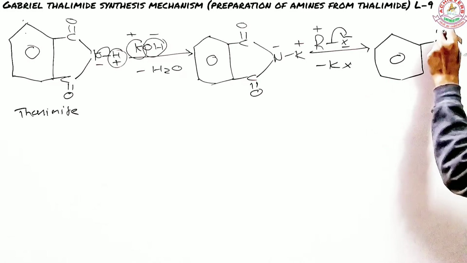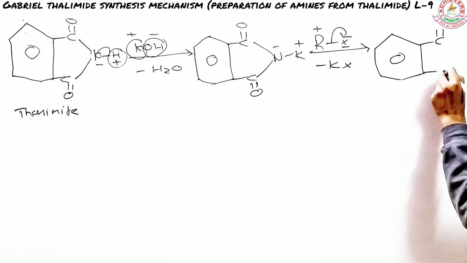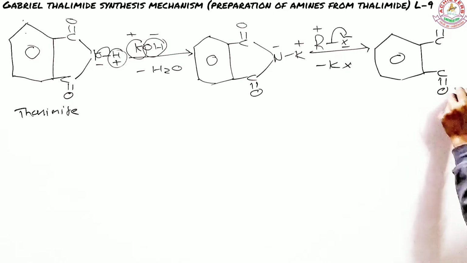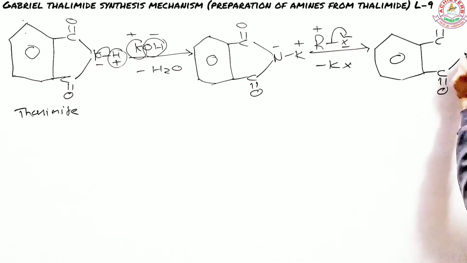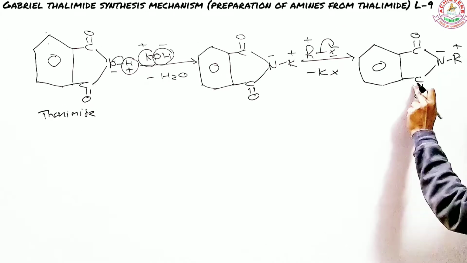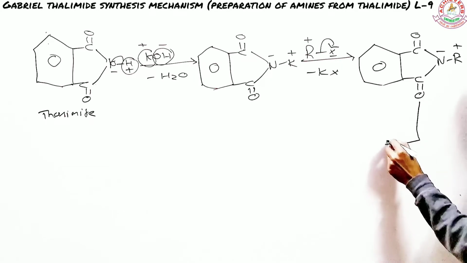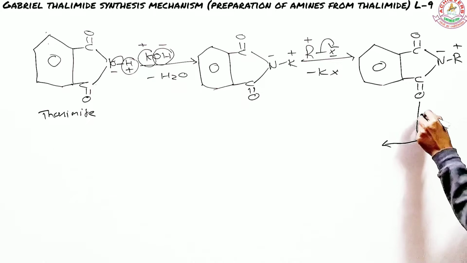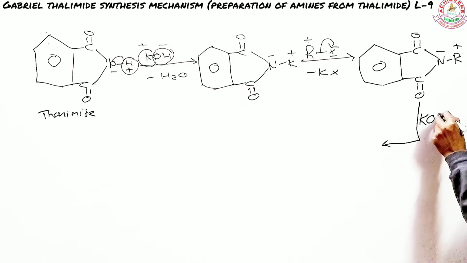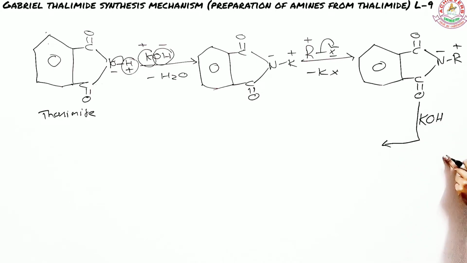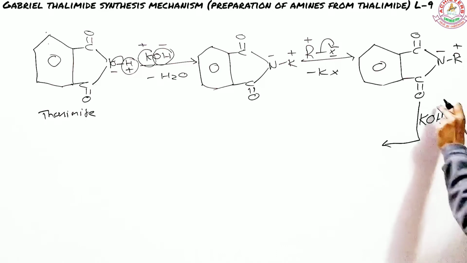This is what it looks like. It looks like a carbon with a double bond here, and another carbon with a double bond here, with nitrogen now bonded to an alkyl group. Now there is a positive here and a negative here. Then what happens? This molecule reacts with a second molecule of KOH. Right? And there is something important coming now.